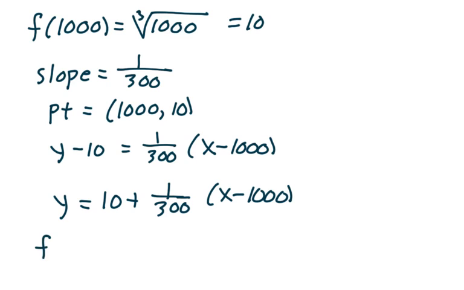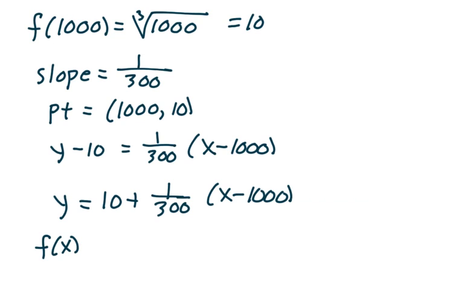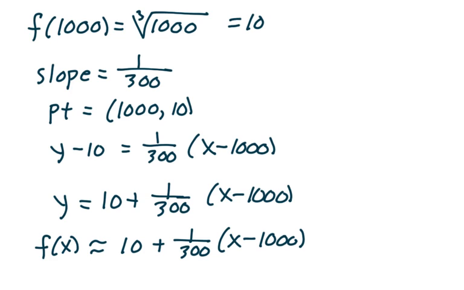And so therefore f of x, but remember f of x is cube root of x, is approximately 10 plus 1/300 times x minus 1,000. And remember that this works when x is near 1,000. Okay? Now, what I'm going to do is figure out f of 1,001.